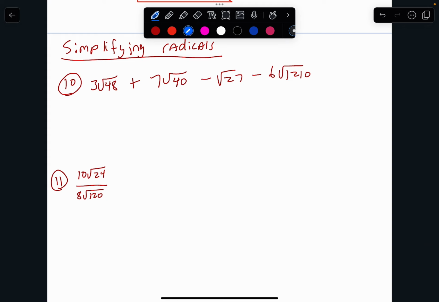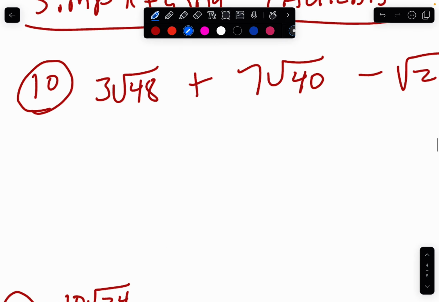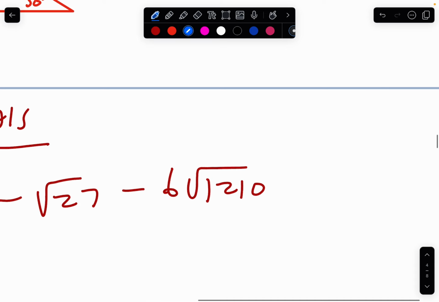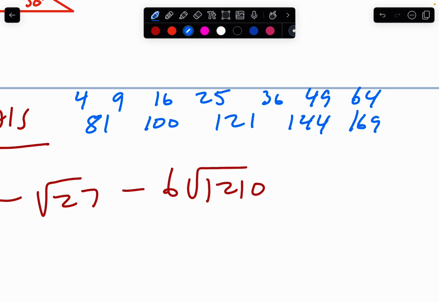Simplifying radicals. So we have adding and subtracting, we got division, we got multiplication. This will all be fun work. You need to know your perfect squares. I'll make the list: 4, 9, 16, 25, 36, 49, 64, 81, 100, 121, 144, 169. That's a good list.